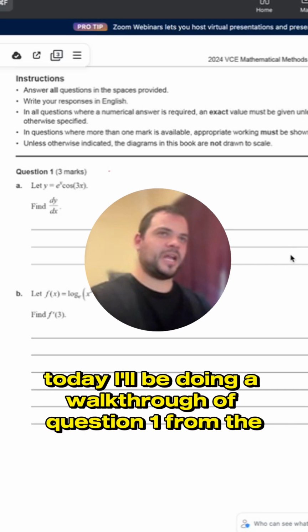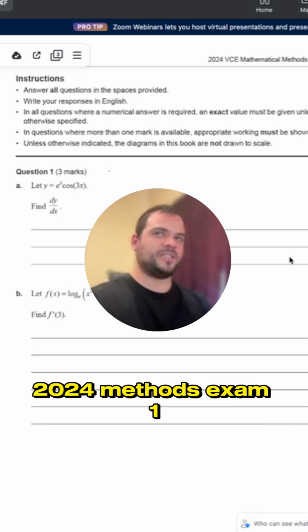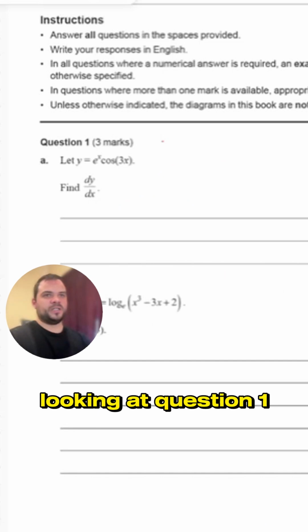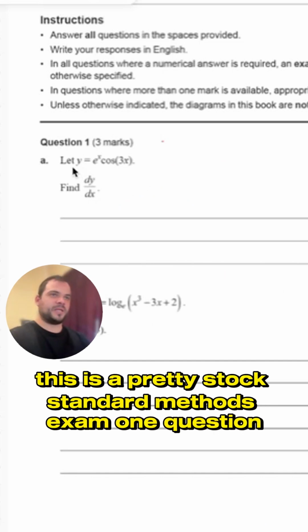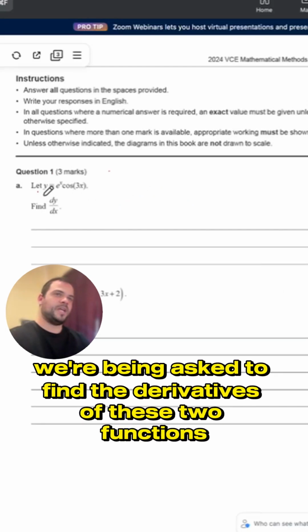Hey there, today I'll be doing a walkthrough of question 1 from the 2024 Methods Exam 1. Looking at question 1, this is a pretty stock standard Methods Exam 1 question. We're being asked to find the derivatives of these two functions.